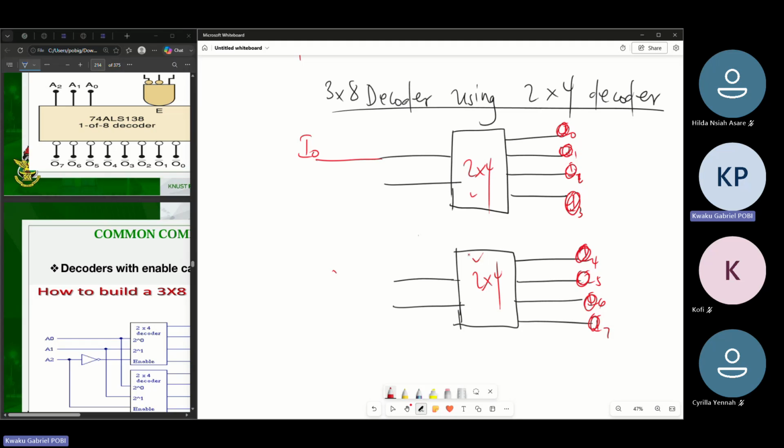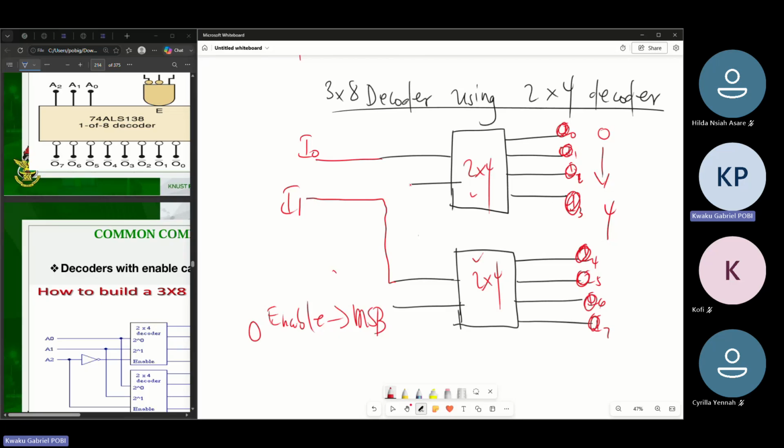So I have to use an enable where one should be negated or active low and one should be active high. So what I'll do is, since this runs from 0 all the way to 4, it means the activator for this should be active low. So what I'm trying to do here is implement the enable as the MSB, the most significant bit in that case. So I'll say this is also I1.